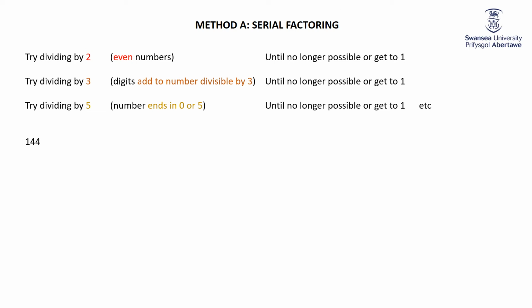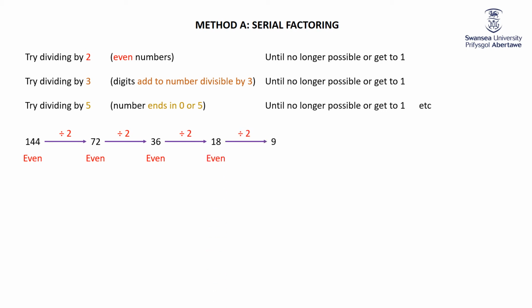So let's try 144. 144 is an even number, which means we can divide it by 2. When we do that, we get 72. That's another even number, so let's divide that by 2. And when we do it, we get 36. That's another even number, so let's divide that by 2. And we get 18. To get another even number, divide that by 2.